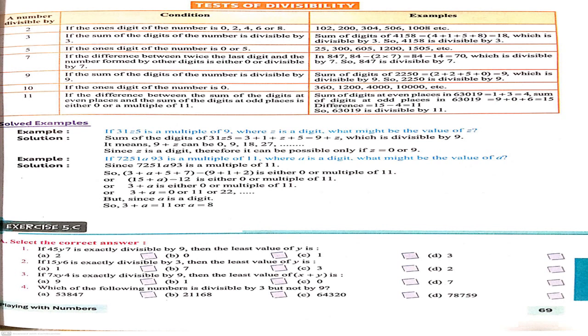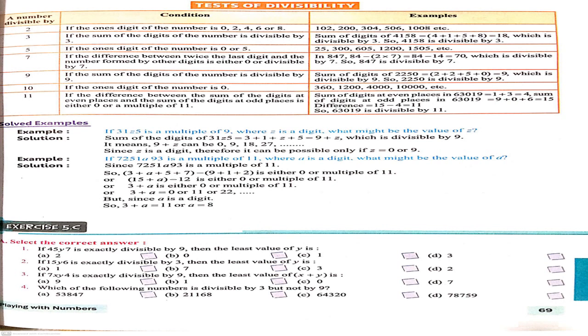Now 7. If the difference between twice the last digit and the number formed by other digits is either 0 or divisible by 7. In 847, 84 minus 2 multiply 7 equals 84 minus 14 equals 70. So 70 is divisible by 7. So this number is divisible by 7.